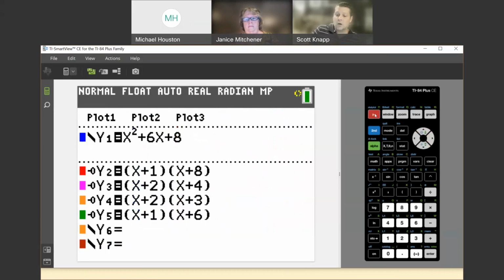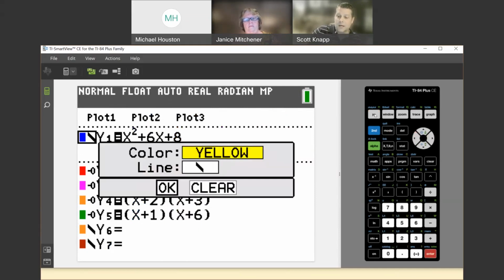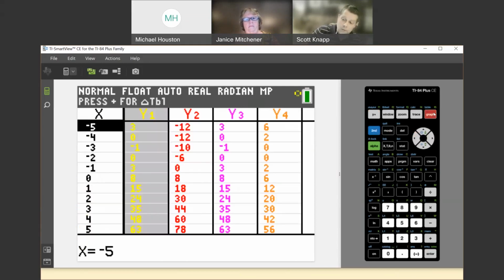Just coming back to that question real quick, those colors are determined by whatever color you've chosen to make the graph. So the reason why one was in blue and not, let's find something that's got a little bit of color, not yellow, is because I chose blue. Now if I come to the table, Y1 will be shown here in yellow.